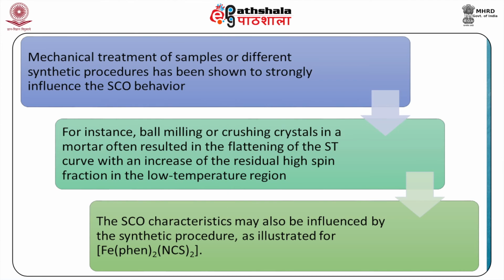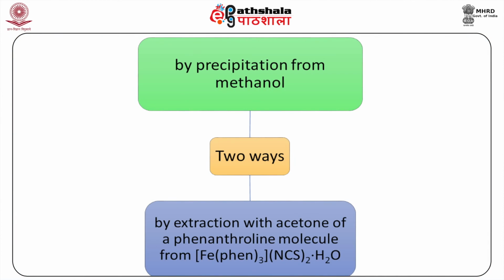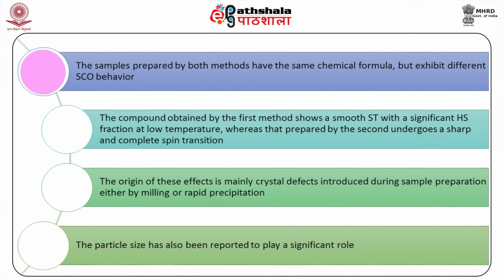The spin crossover characteristics may also be influenced by the synthetic procedure, as illustrated for the complex shown on the screen. This can be prepared in two principal ways: by precipitation from methanol or by extraction with acetone of a phenanthroline molecule from the complex shown on the screen. The samples prepared by both methods have the same chemical formula but exhibit different spin crossover behavior.